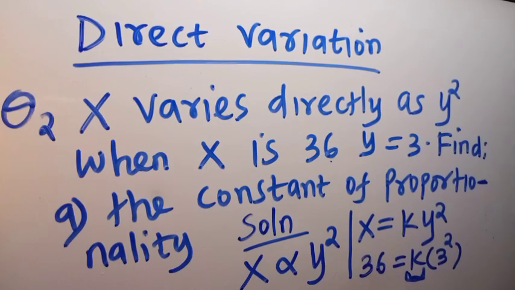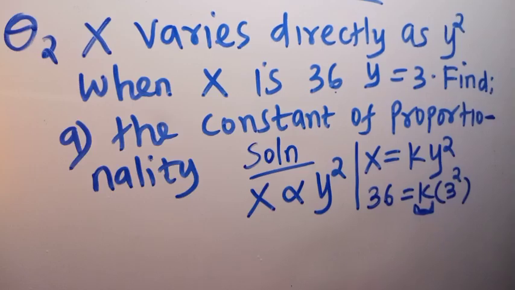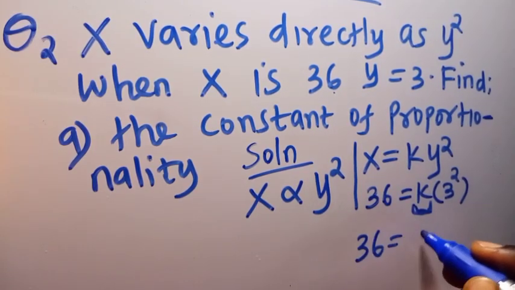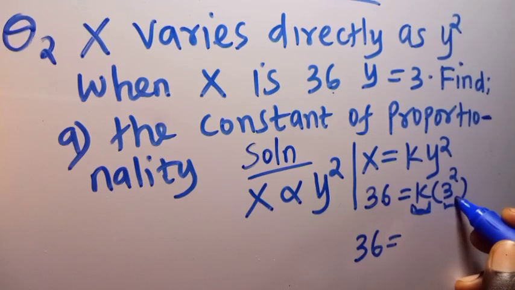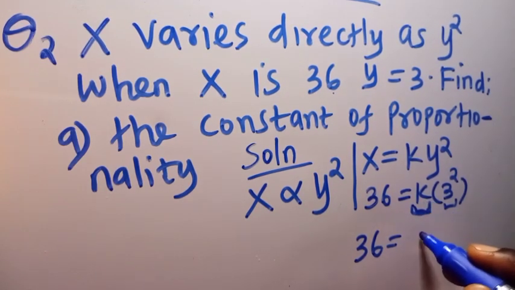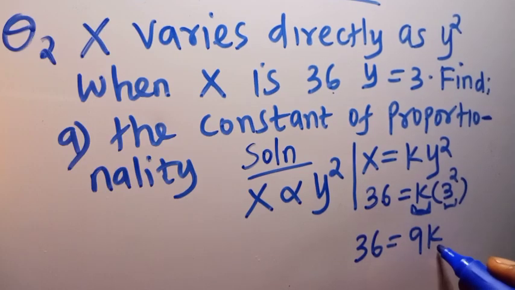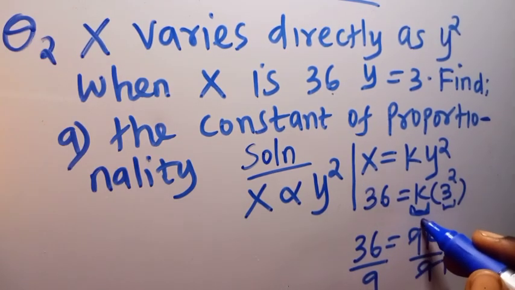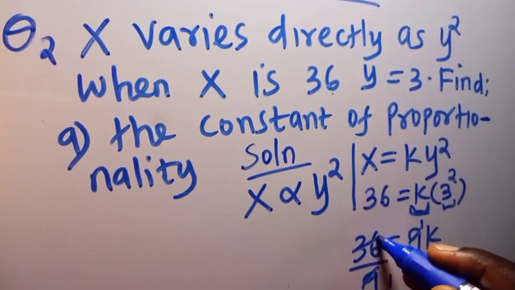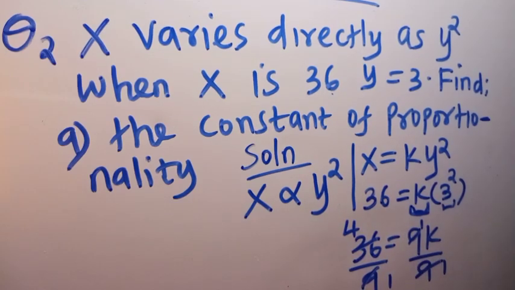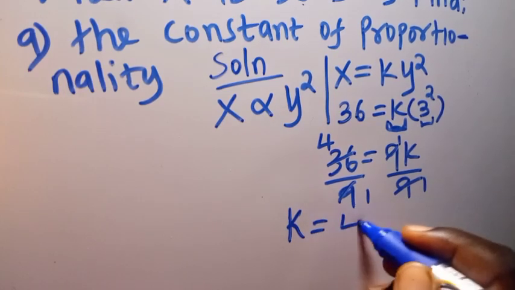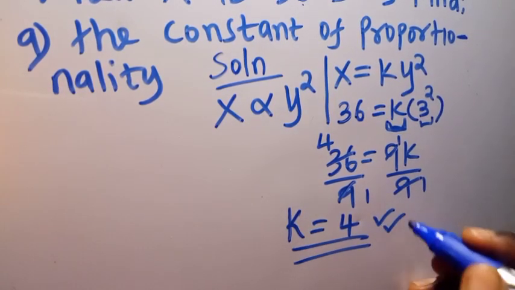Now we need to find the value of k. That means we shall have 36 equals 3 squared, which is 9, times k, so it will be 9k. I want to obtain k by dividing by 9 on both sides, and this will be 4. The constant of proportionality, which is k, is 4.